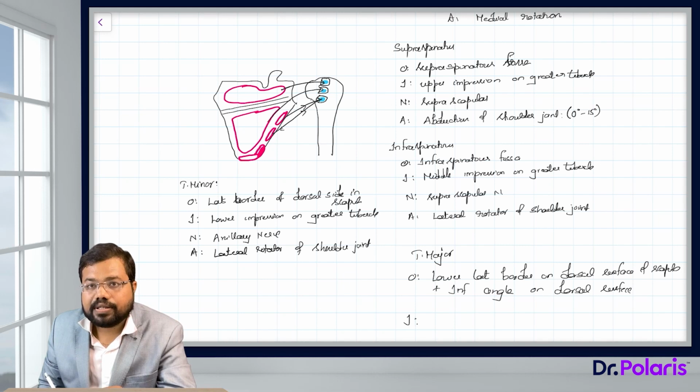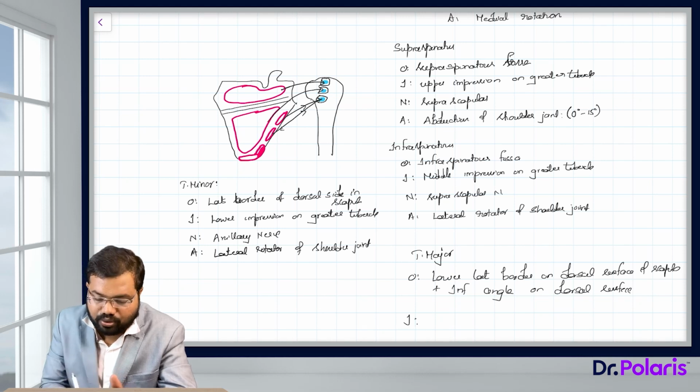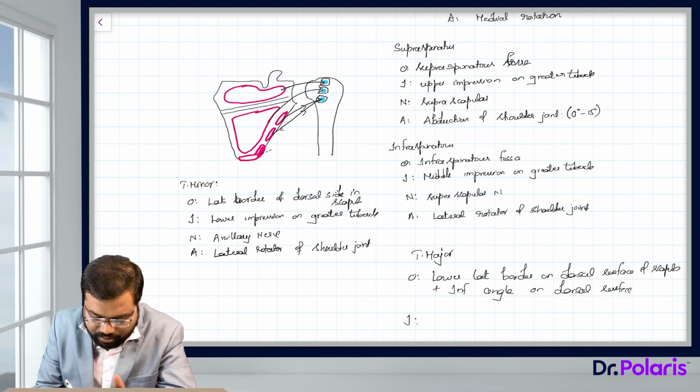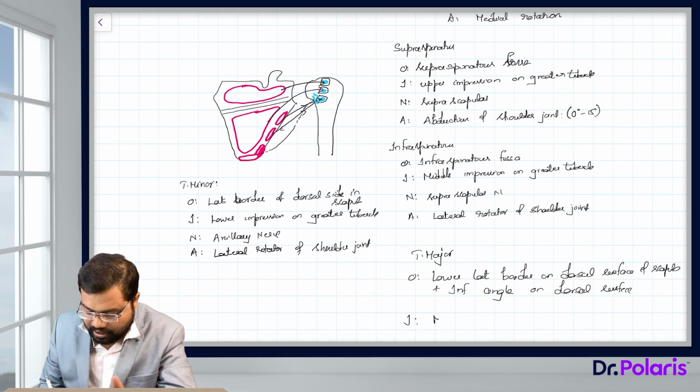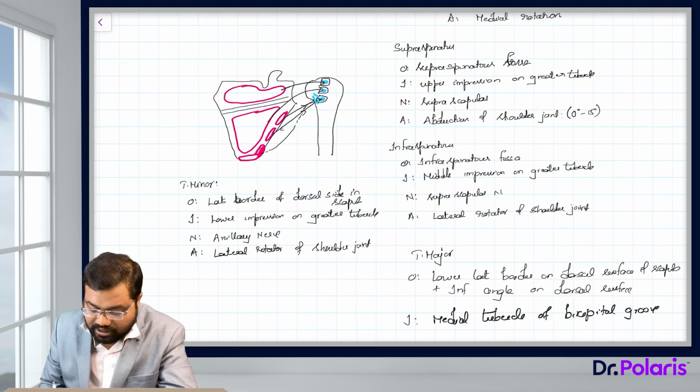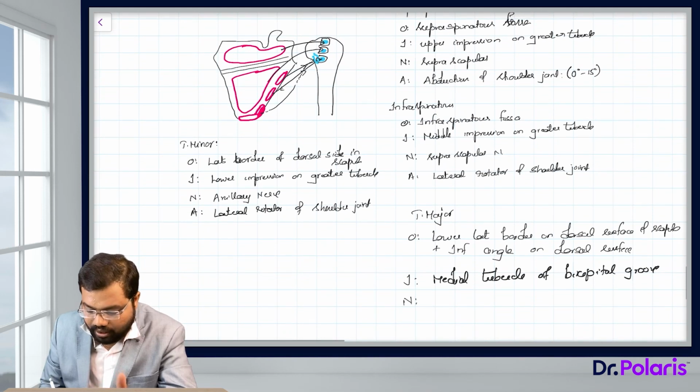Next, what is the insertion? When we discussed the axilla, the teres major inserts upon the medial lip of the bicipital groove. Yes or no? It is present towards the anteromedial side. So these fibers migrate towards the anteromedial side, going on the anterior side, and then insert over the medial tubercle. So the insertion is the medial tubercle of the bicipital groove or intertubercular sulcus. And what about its nerve supply? The teres major is supplied by the lower subscapular nerve.